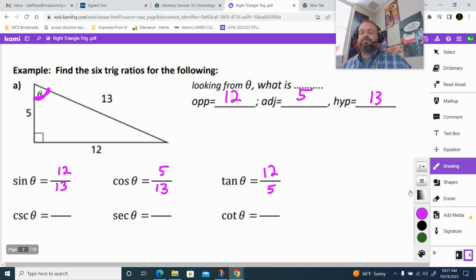Now, cosecant, secant, and cotangent. It's the reciprocals of these things. I have them set up like this for a reason. Reciprocal means we flip it.